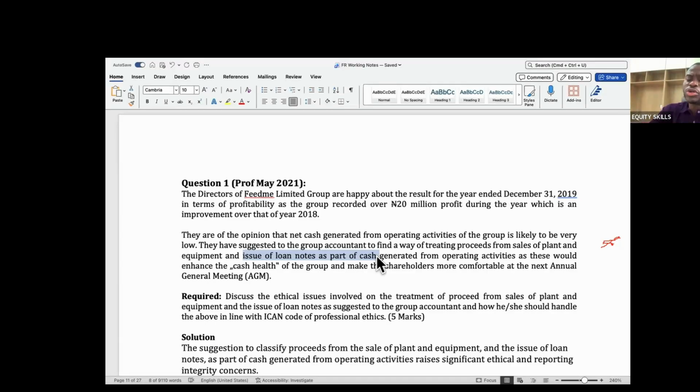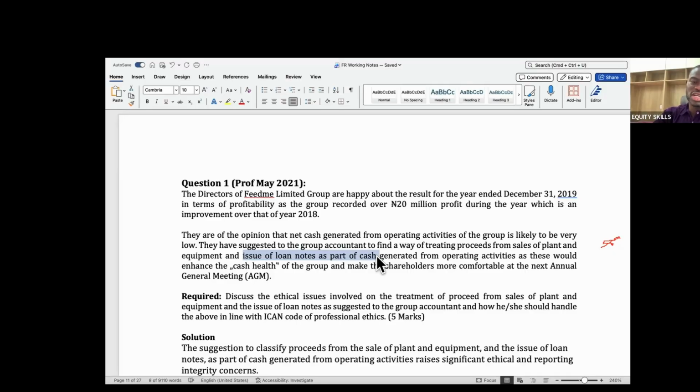Number one, you can tell them it will mislead the users. So whoever is looking at the information, it will mislead them. Whatever information they take on the basis of that report will be wrong. Number two, it's a violation of the accounting standard. The way IAS 7 says we should treat this is not what they are saying. It's a violation of the accounting standard and is a serious breach of trust.